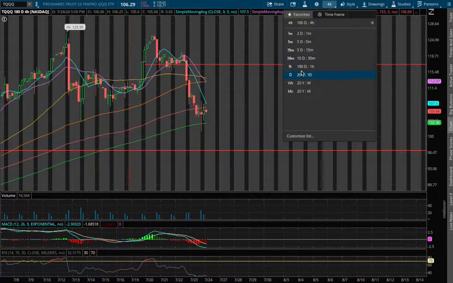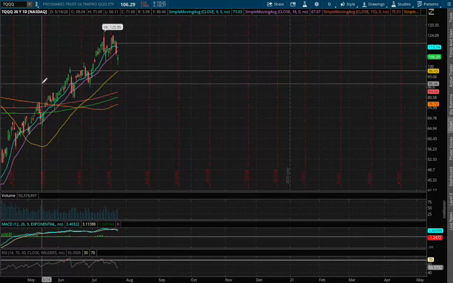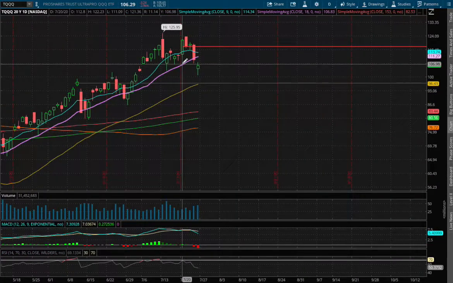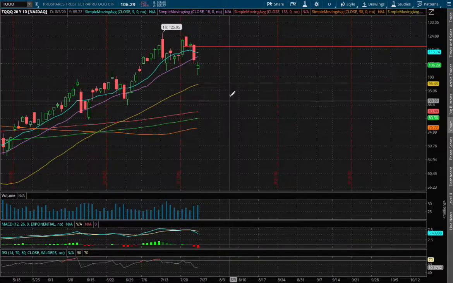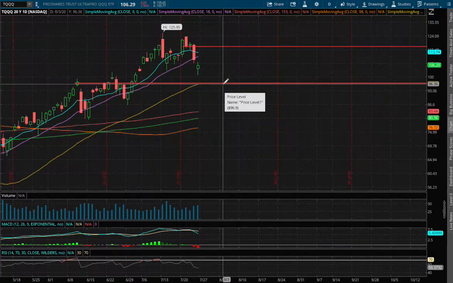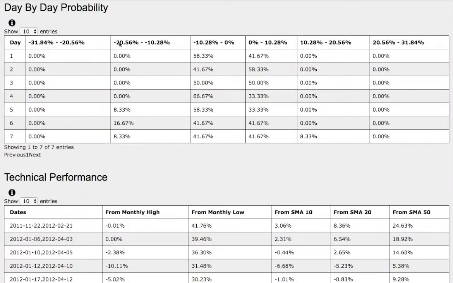If we extend that further onto the daily chart, we close below the 18-day moving average, this purple line, and we start to see a divergence on the daily MACD. And we are seeing a slightly higher volume to the downside. And these upper and bottom trading ranges are based on the day-by-day probability model.